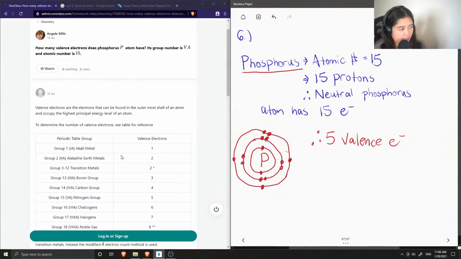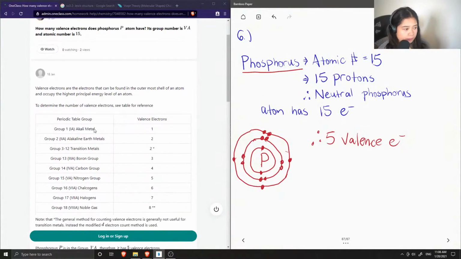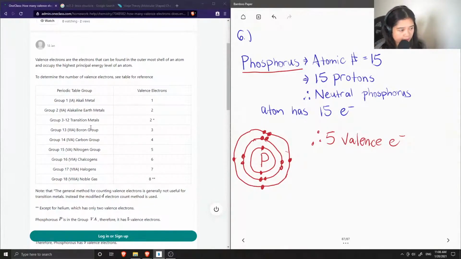The junior tutor said that valence electrons are the electrons that can be found in the outermost shell of an atom and occupy the highest principal energy level of an atom. To determine the number of valence electrons, see this table for reference. So they kind of summarized the different trends you see depending on what group you're in the periodic table. So for example, group 1, alkali metals, have 1 valence electron. Group 2 has 2 valence electrons. And groups 3 to 12, which are the transition metals, it kind of varies.